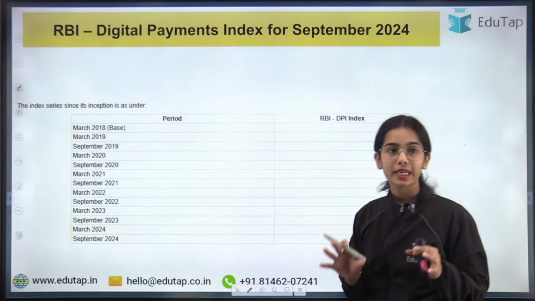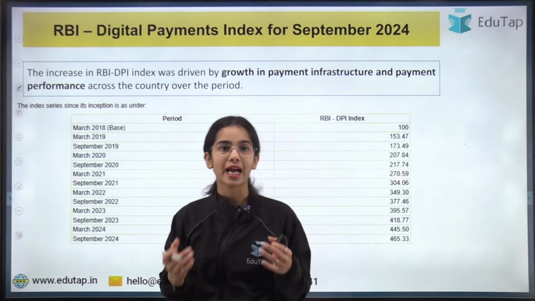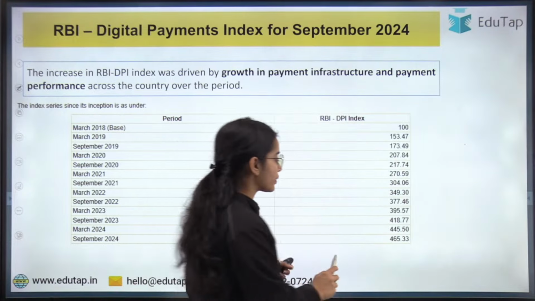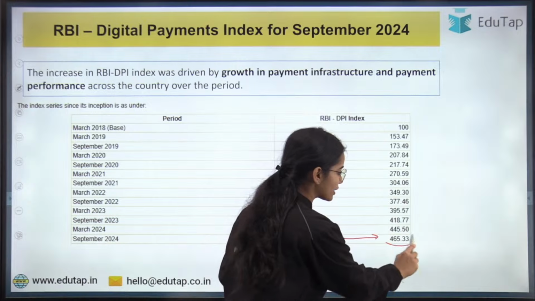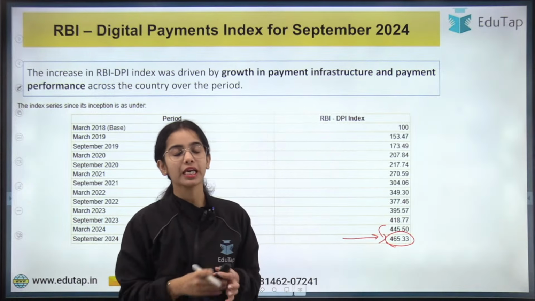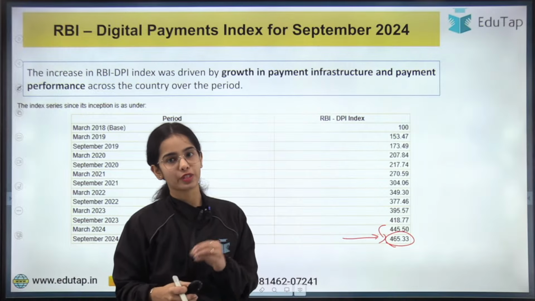So this was regarding the RBI DPI, and you can see that the RBI DPI for September 2024 has increased to 465.33 as compared to the March 2024 RBI DPI that was 445.50.